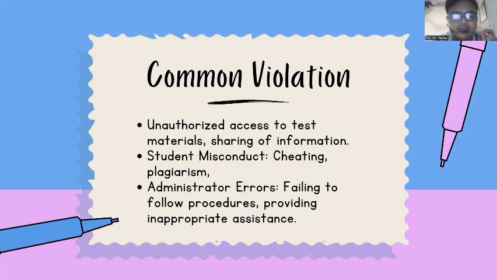The third one is administrator errors: failing to follow procedures and also providing inappropriate assistance. In this violation, instead of the student violating several rules, the administrator themselves actually commit the violation, like failing to follow procedures and providing inappropriate assistance to the student or the test taker.